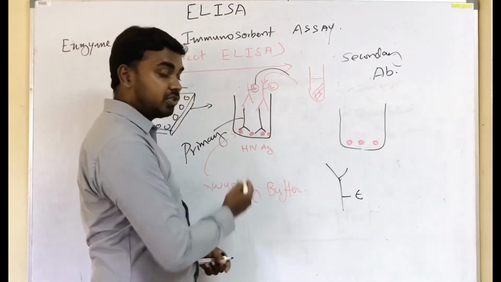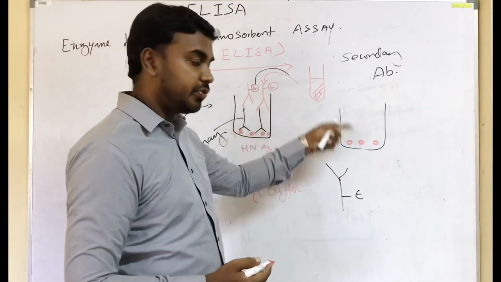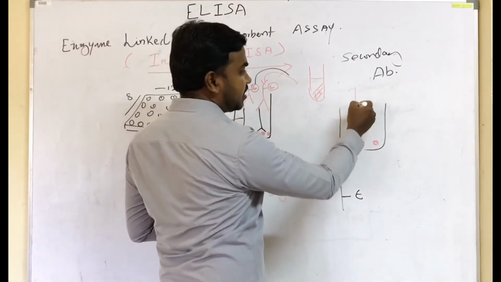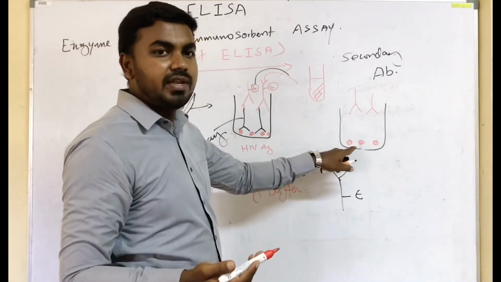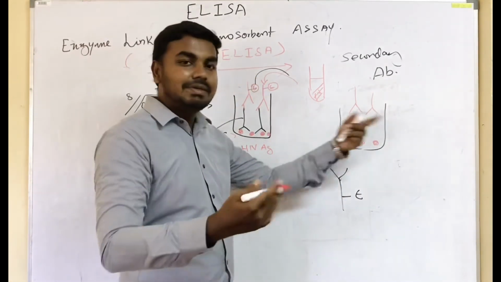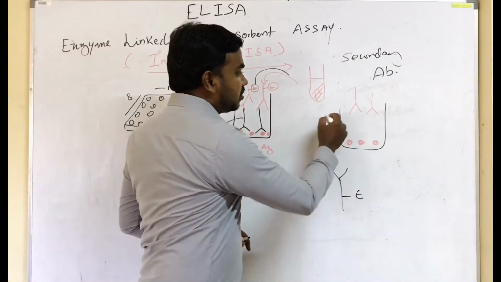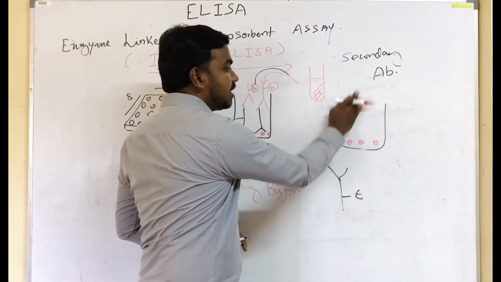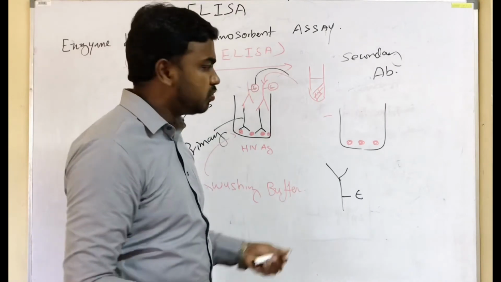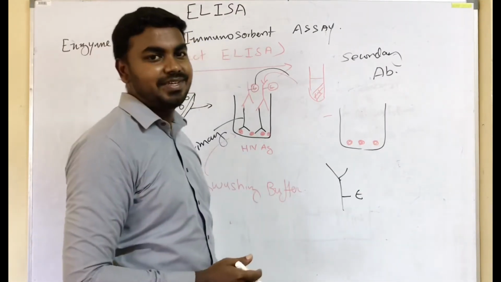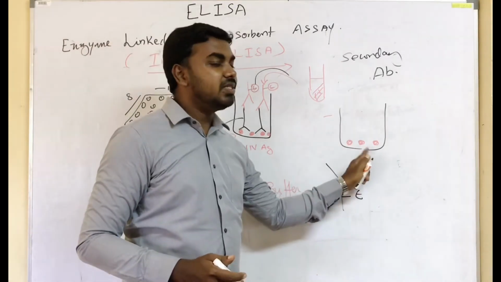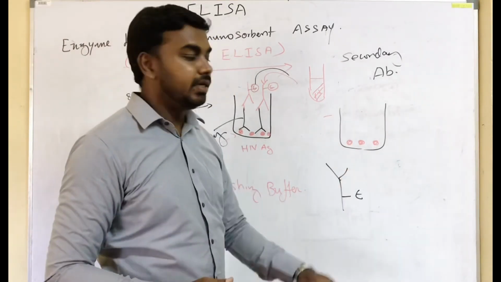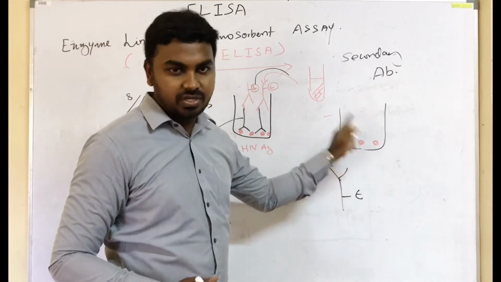Again, by using the washing buffer, what we do? We just remove. What will happen here? The secondary antibodies, it cannot react with any antigens, right? So what will happen? Once I washed, these antibodies will be removed. So nothing else in this plate. If you don't have HIV antibodies in this well, you can see nothing except the attached antigens.